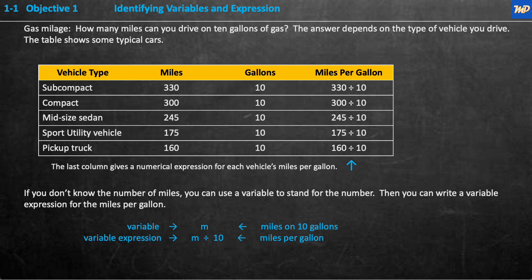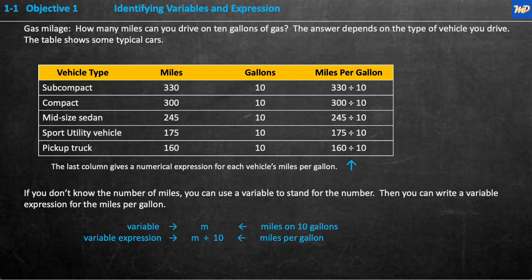And as you can see from these 5 vehicles, the mileage goes down on 10 gallons of gas. On a subcompact, you can drive 330 miles on 10 gallons. And on a pickup truck, you could only drive 160, according to this chart anyway. And we're also saying that in each case, it's 10 gallons. So 10 is common. It's a standard in our experiment here.